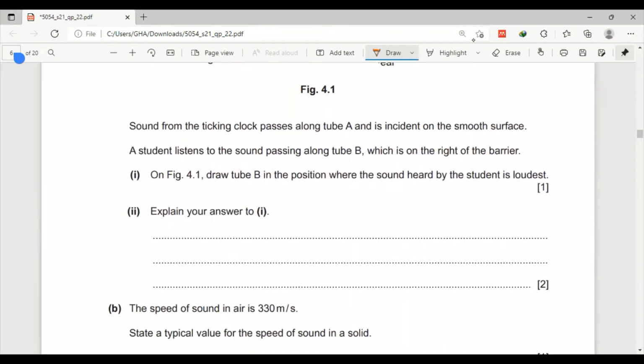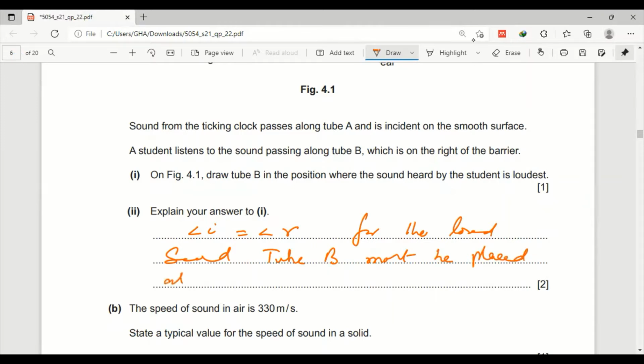So the question is, explain your answer to this. So we will write: angle of incidence is equal to angle of reflection. So for the loud sound, tube B must be placed at the position of the reflected sound.